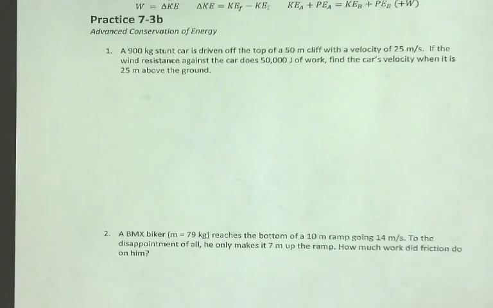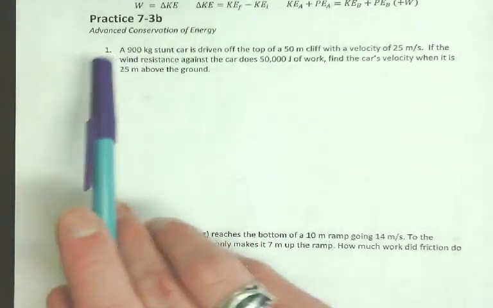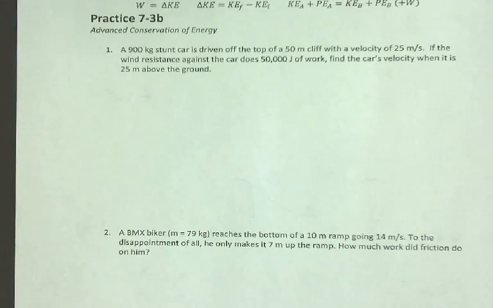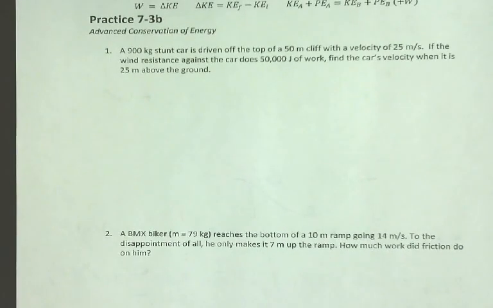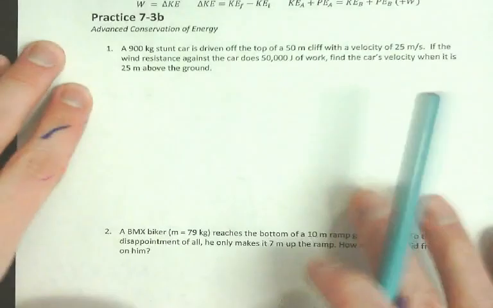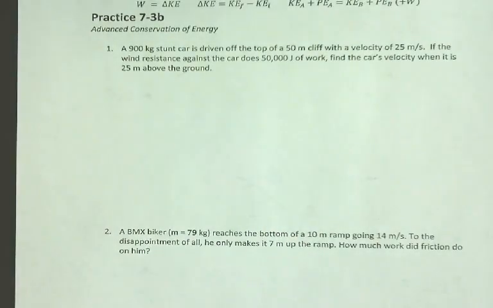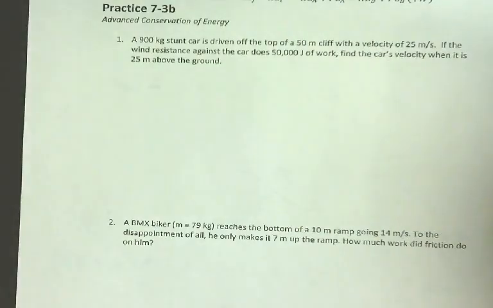So, turn to the back page. Okay, you got two problems on the back, just like on the practice A. So, a 900 kilogram stunt driver is driven off the top of a 50-meter cliff with a velocity of 25 meters per second. If the wind resistance against the car does 50,000 joules of work, find the car's velocity when it's 25 meters above the ground. So you're going to set this up and solve it similar to what we've talked about for those values, but make sure you include the work done by air resistance.